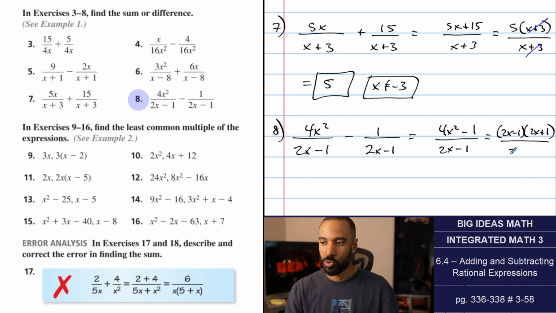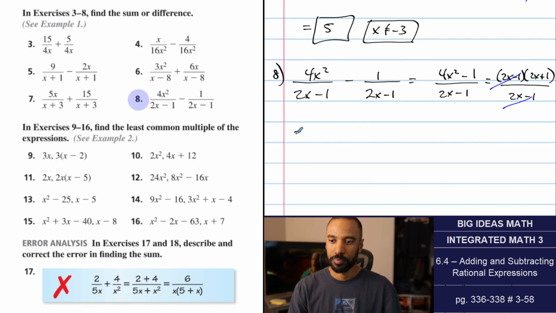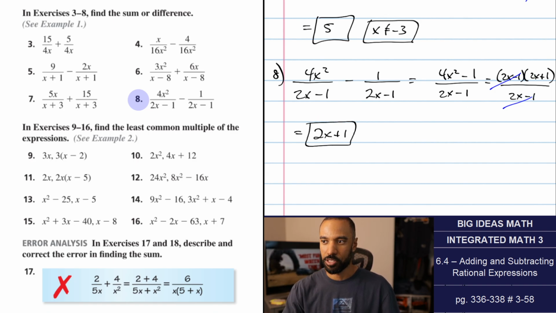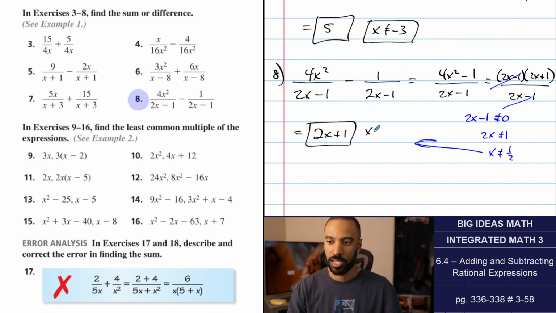And guess what? There's a 2x minus 1 on bottom. So, gone go these. You're left with 2x plus 1 as a result. Now, there is a restriction because of the things that canceled. When we look at this, 2x minus 1 can't equal 0. When you add 1 to both sides and divide both sides by 2, x can't equal 1/2. And that's our restriction there.